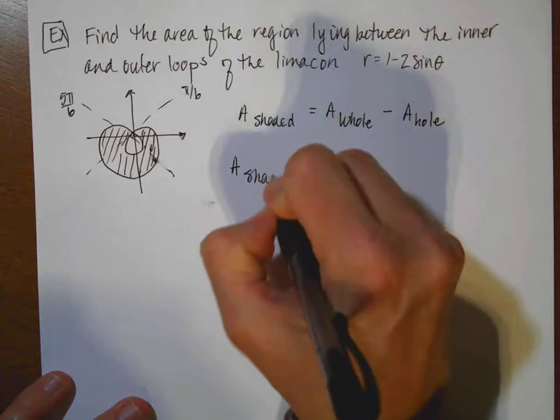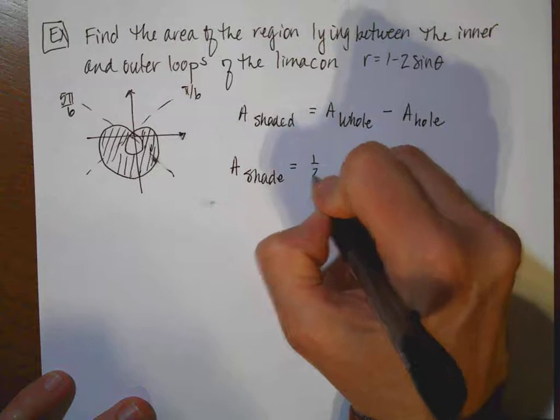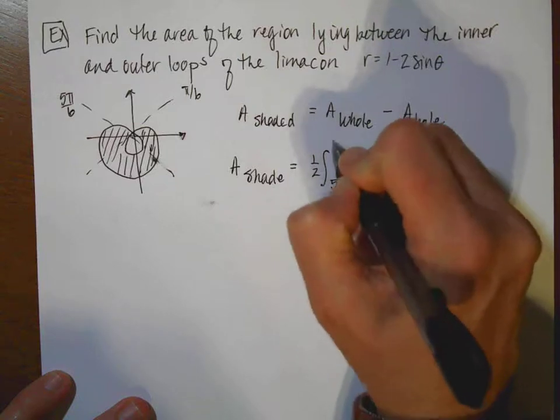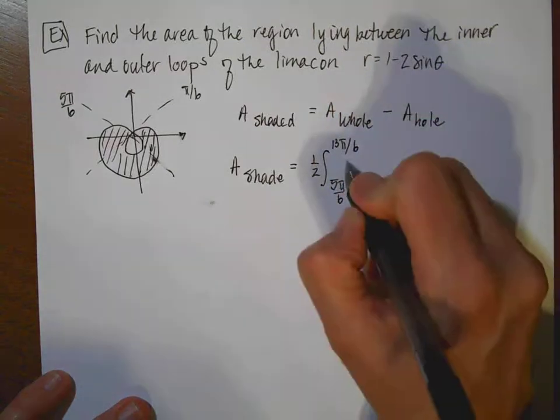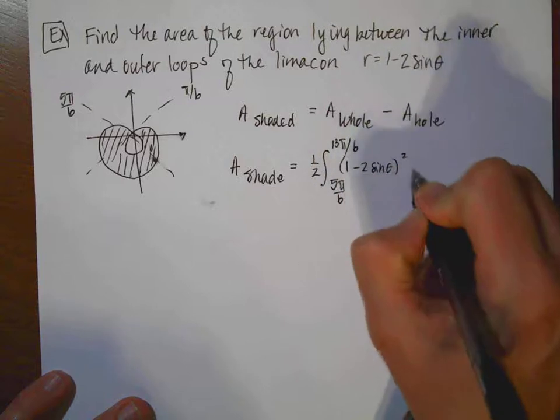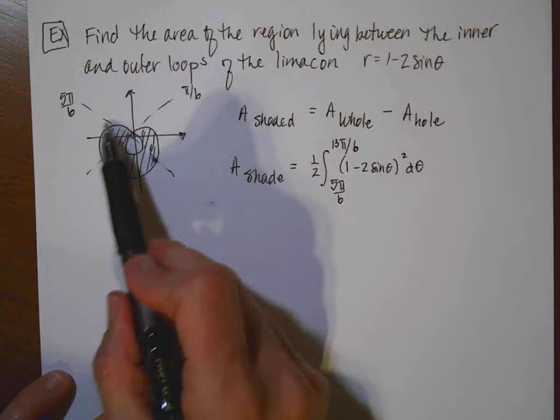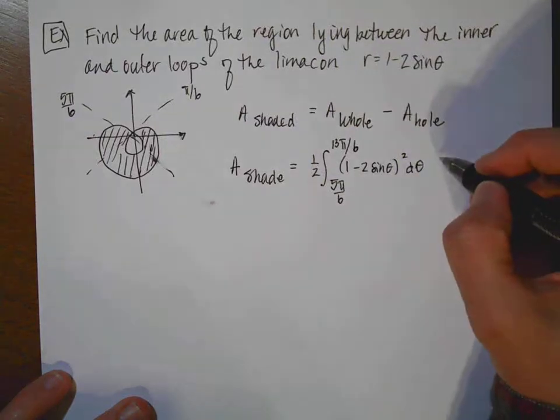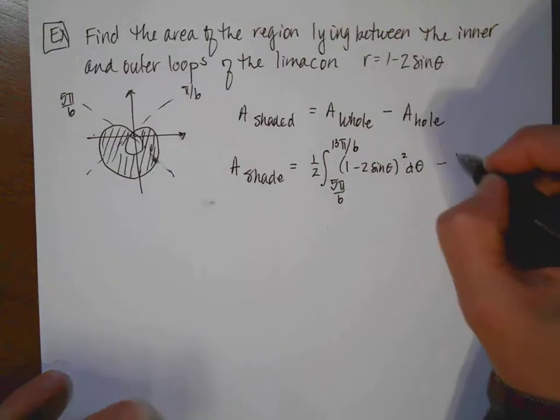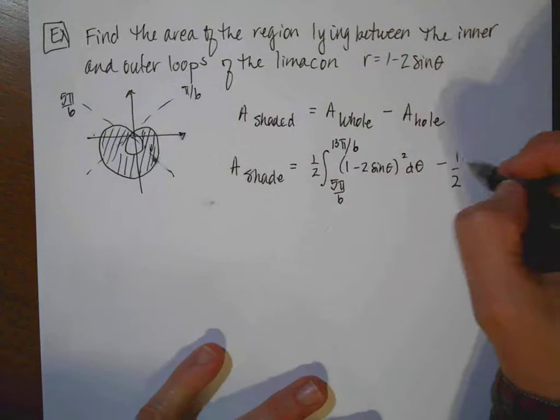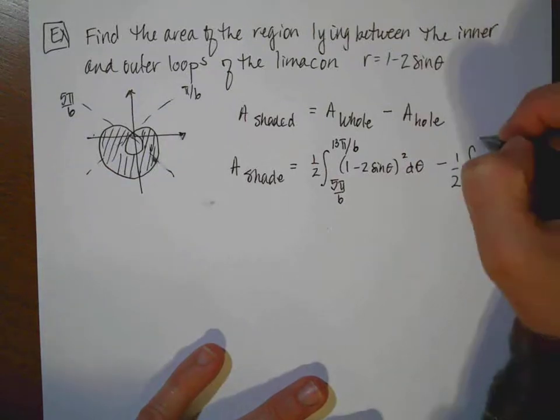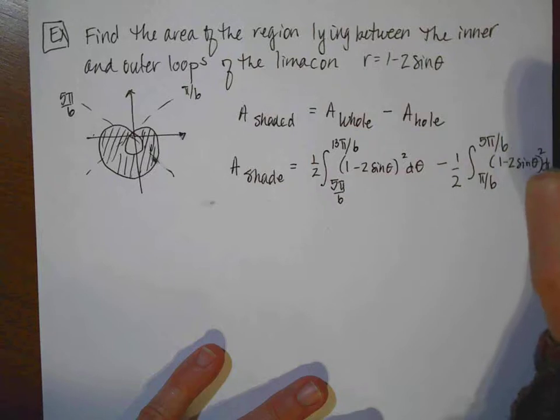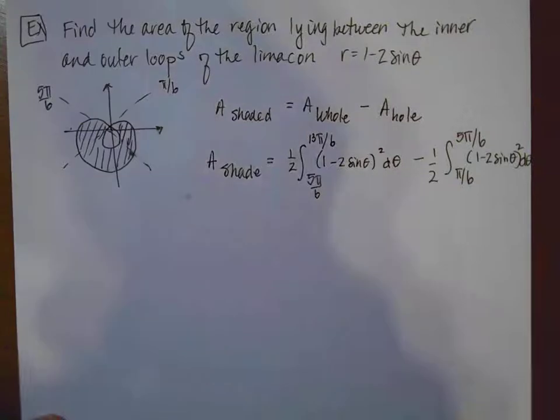So then the area of the shaded region is going to equal the area of the whole. So here's going to be 1/2 integral, and we're going to integrate from 5 pi over 6 to 13 pi over 6, of 1 minus 2 sine theta quantity squared d theta. And the 5 pi over 6 to 13 pi over 6 gets us the whole cardioid. And then I'm going to take away the little guy, and the little guy is going to be from pi over 6 to 5 pi over 6. And then we do the same curve, 1 minus 2 sine theta, quantity squared, d theta.